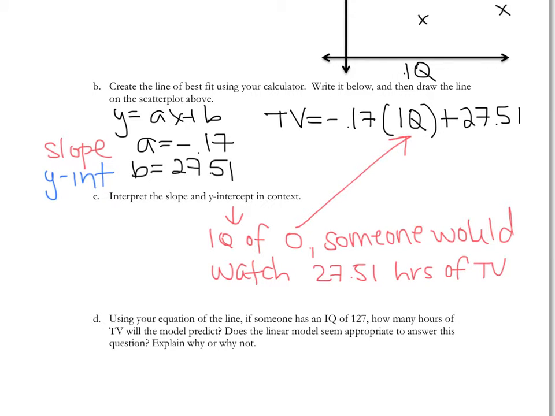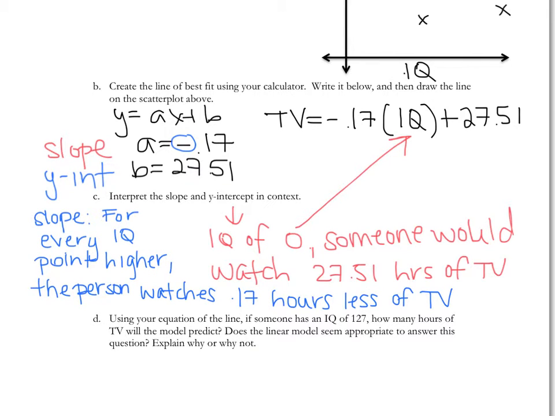Slope tells me that for every increase in IQ, somebody is going to be watching 0.17 hours less of TV with every increase because it's a negative sign up here. The last question says, using your equation of the line, if someone has an IQ of 127, how many hours of TV will the model predict? Does the linear model seem appropriate to answer this question? Explain why or why not.